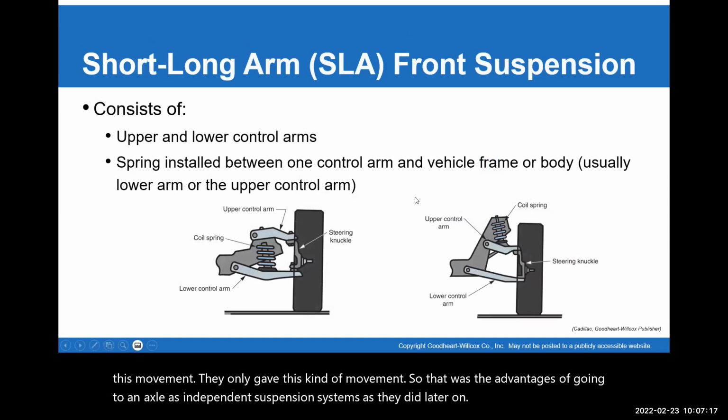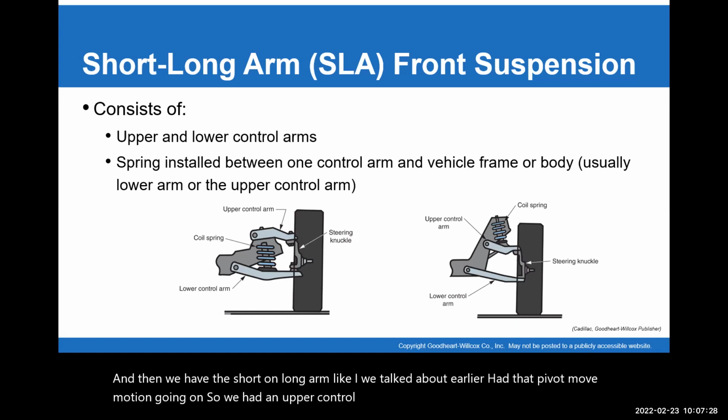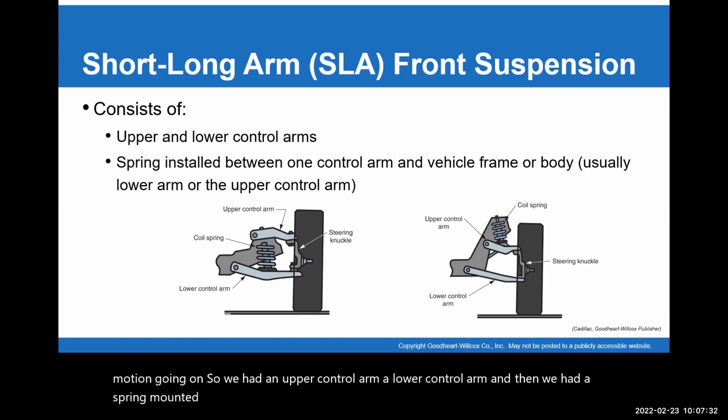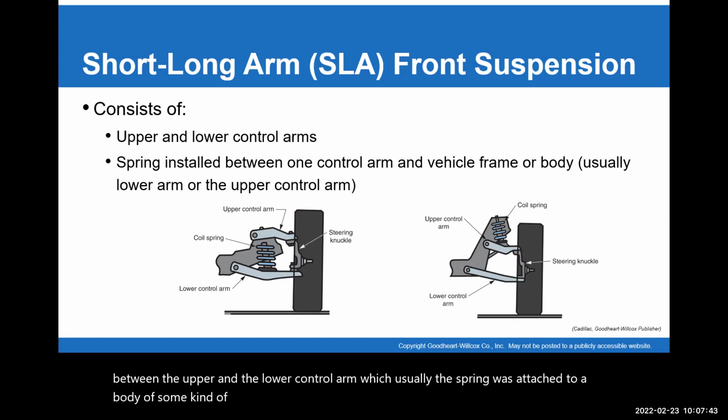And then we have the short arm, long arm, like we talked about earlier, which had that pivot motion going on. So we had an upper control arm, a lower control arm, and then a spring mounted either on the very top of the upper control arm, or between the upper and the lower control arm, where usually the spring was attached to a body component like that.